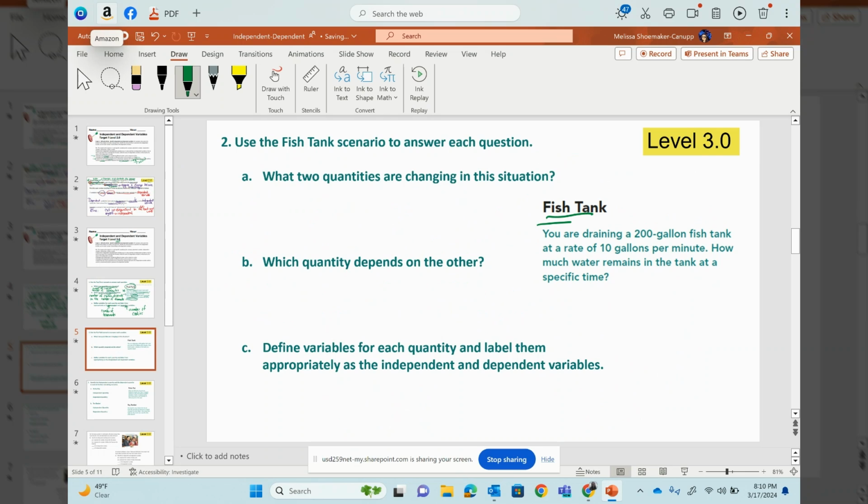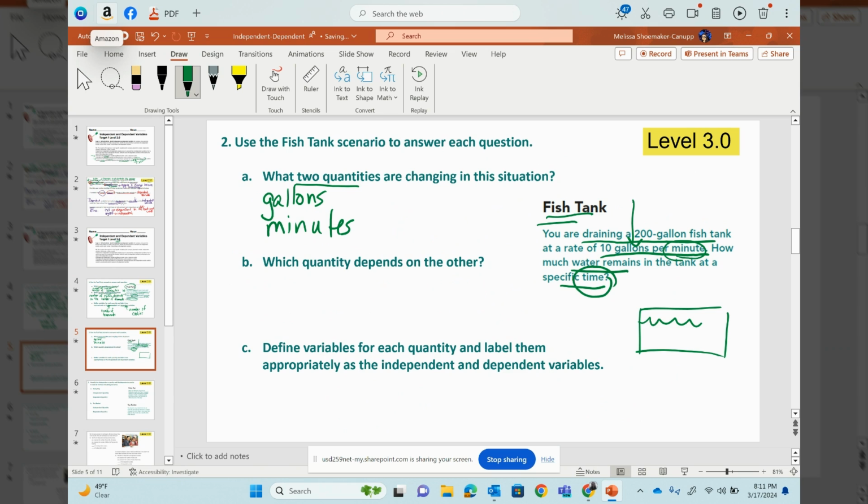Fish tank. You are draining a 200-gallon fish tank at a rate of 10 gallons per minute. How much water remains in the tank at a specific time? So I can hear the amount of water at a specific time. So the two things that are changing are going to be, how do we measure the amount of water? Well, it looks like it's going to be in gallons. How do we measure the time? It looks like it's in minutes. Okay. Sometimes it's helpful to draw a picture. I have this fish tank with 200 gallons of water and it's draining 10 gallons per minute.